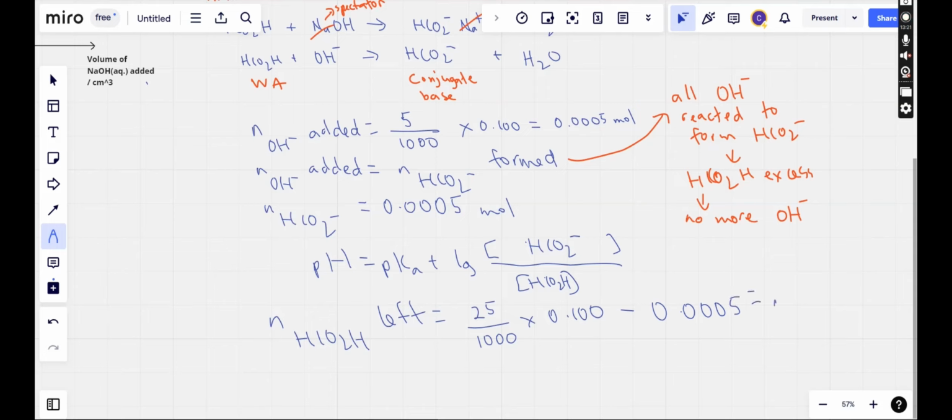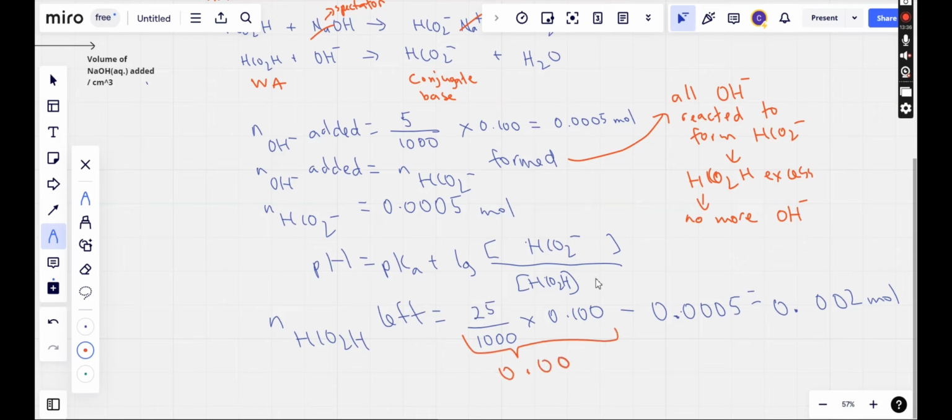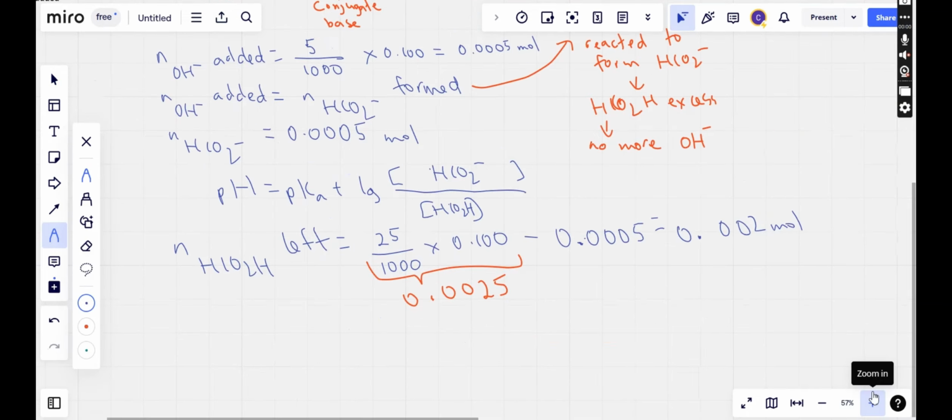You should get maybe 0.002 mole. Okay, so initially you should have 0.0025 here. Okay, so now you just have to plug in the numbers. The video got cut off halfway. That was very weird, but let's resume. So now all you have to do is plug in the numbers.